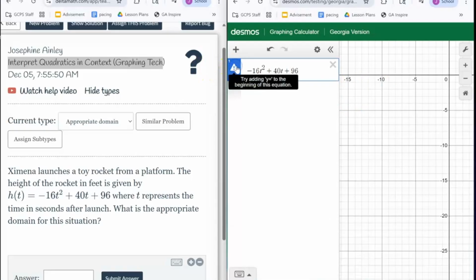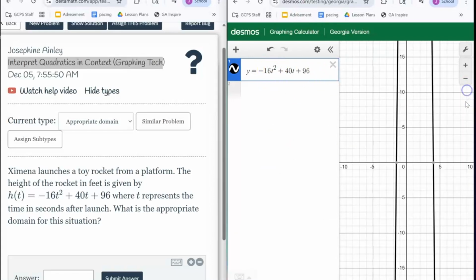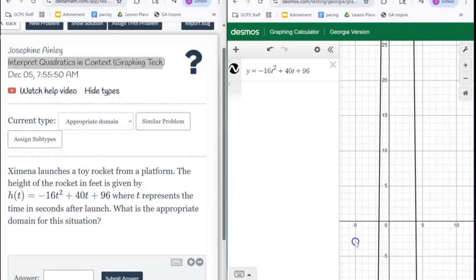There's an error, click the error, try adding y equals. Okay, so T shows up if you add y equals. So it's really up to you however you want to do it. You can make it X or you can make it T. I'm going to click home. It makes sense. The rocket's going up, then it's coming down. But this is domain real world.